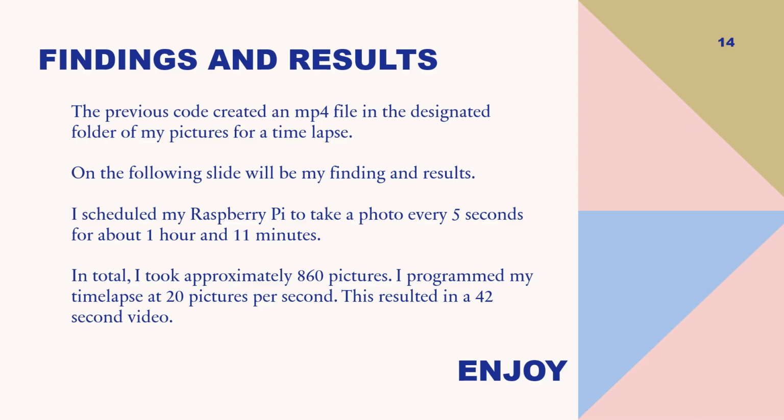On the following slide is my time lapse. I scheduled my Raspberry Pi to take a photo every 5 seconds for about 1 hour and 11 minutes, and this resulted in a little over 860 pictures. I programmed my time lapse to be 20 pictures per second, which results in the following 42-second video.